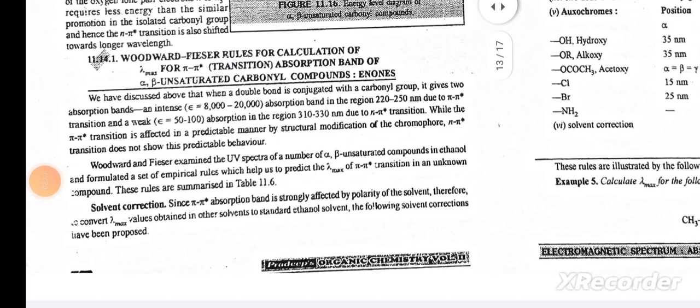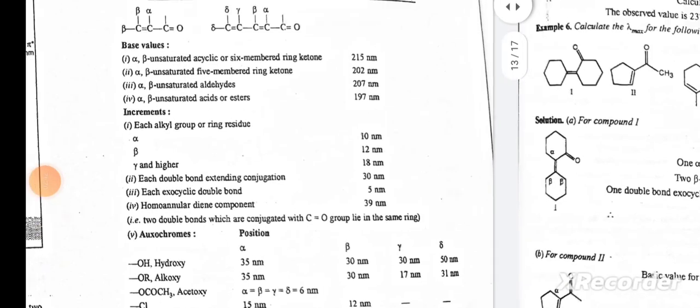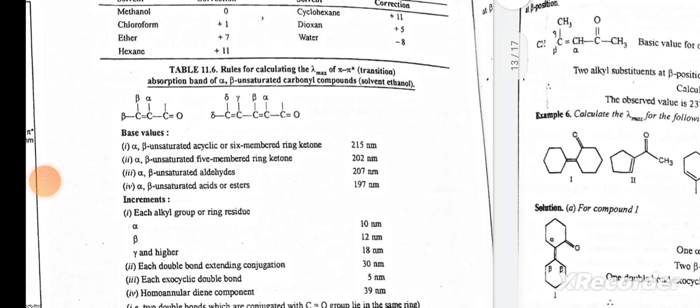Woodward and Fieser examined the UV spectra of a number of alpha beta unsaturated compounds in ethanol and formulated a set of empirical rules which help us to predict the lambda max of the π→π* transition in an unknown compound. These rules are summarized here. Solvent correction: since the π→π* absorption band is strongly affected by the polarity of the solvent, the following solvent corrections have been proposed to convert lambda max values obtained in other solvents to standard ethanol solvent. Rules for calculating the π→π* transition absorption band of alpha beta unsaturated carbonyl compounds.